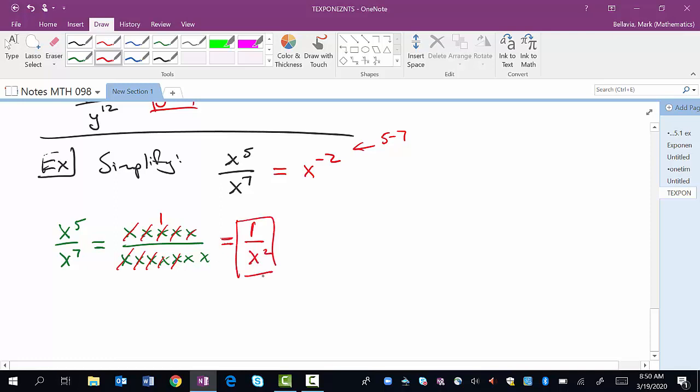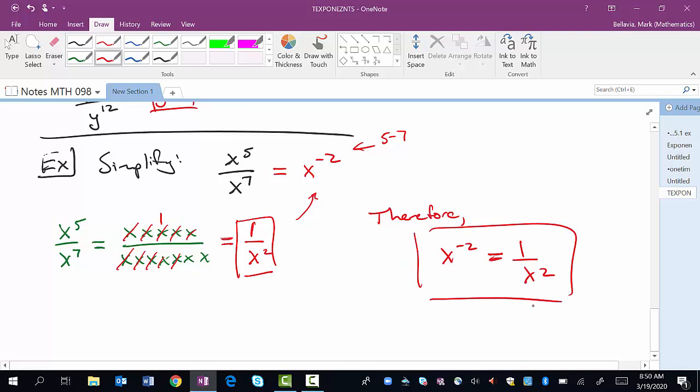Well, we got 1 over x to the 2nd power here, and we have the same thing being equal to x to the negative 2 power. They started the same, x to the 5th over x to the 7th. They came out to different things. What that tells us is, therefore, x to the negative 2 must be equal to 1 over x squared.